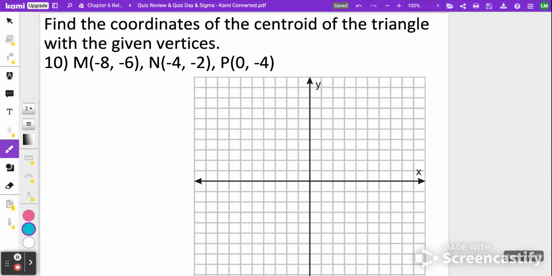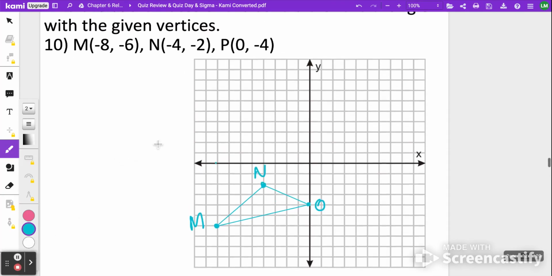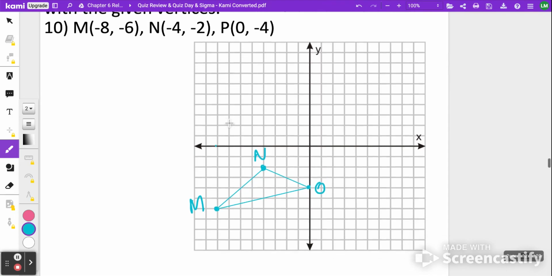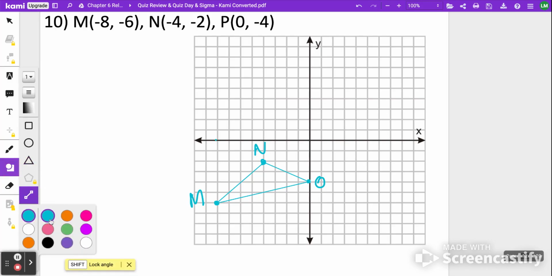Again, another centroid, so go ahead and take time to plot your points first, and then we'll find the given vertice of that centroid in just a moment. All right, so we've got our triangles with the following vertices. Now we're just going to do the exact same thing as we did before. It's going to be helpful if I use a straight line measurement this time, so let's do that.